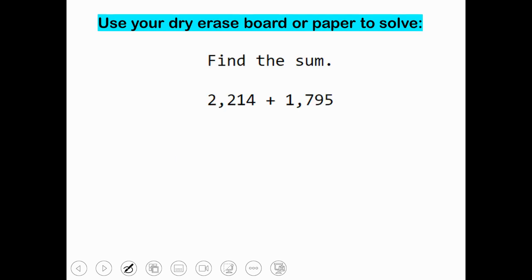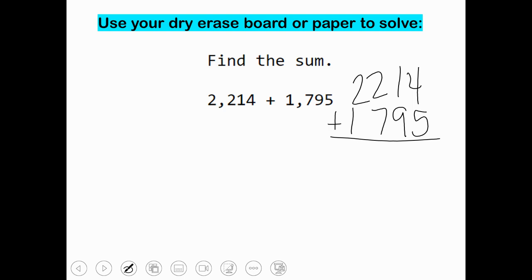All right, let's try another one. Make sure that you are using your dry erase board or paper and try solving with us. So when an equation is written horizontally, I'm going to make it vertical. So I'm going to say 2,214, 1,795. And the reason why I do this is because then I'm lining it up by place value and I'm less likely to make a mistake. So now I'm going to add using standard algorithm.